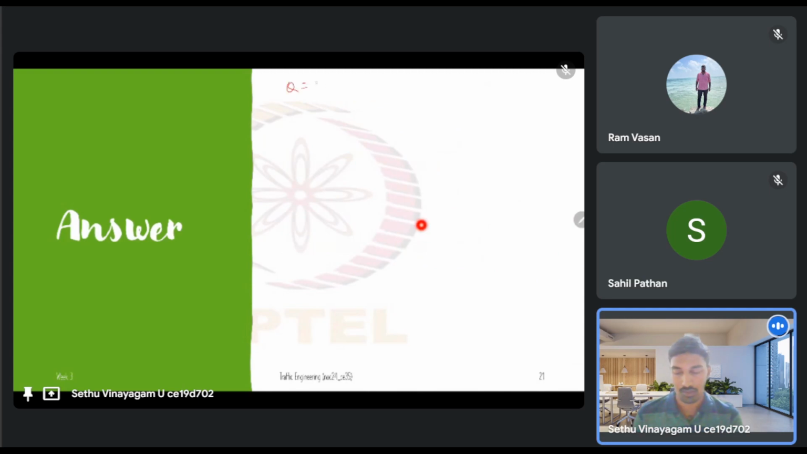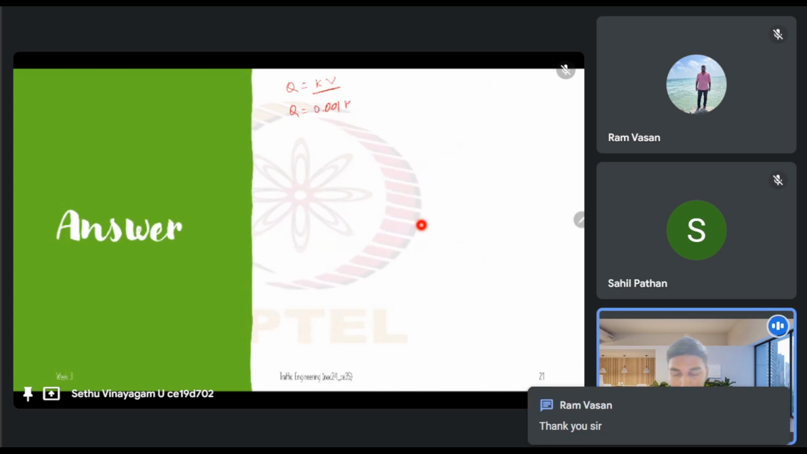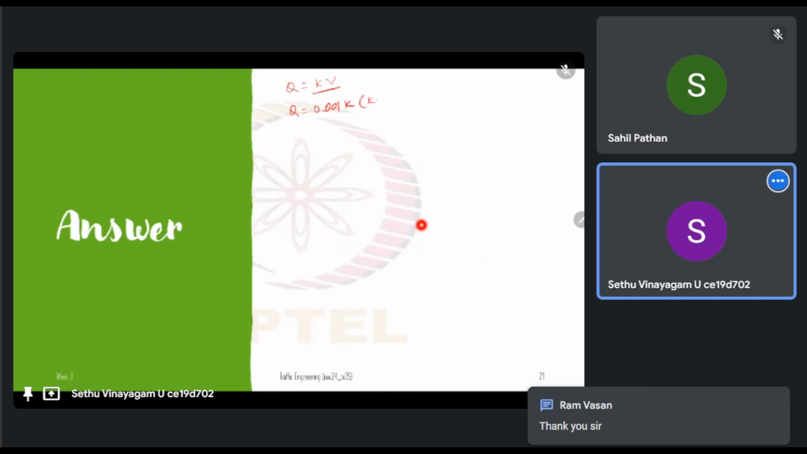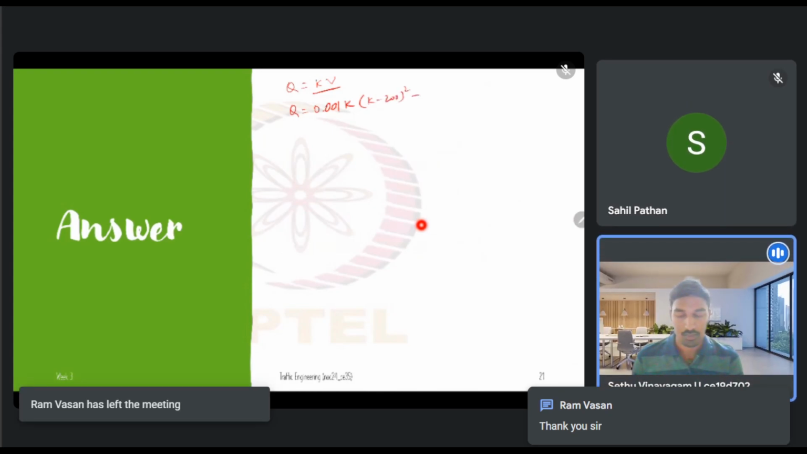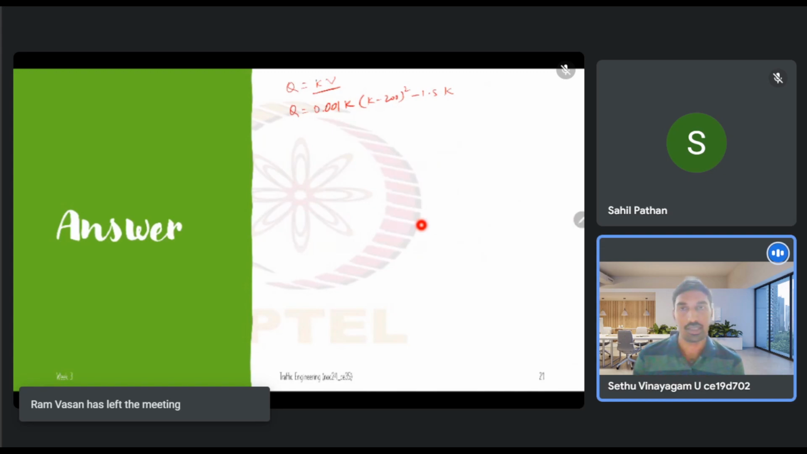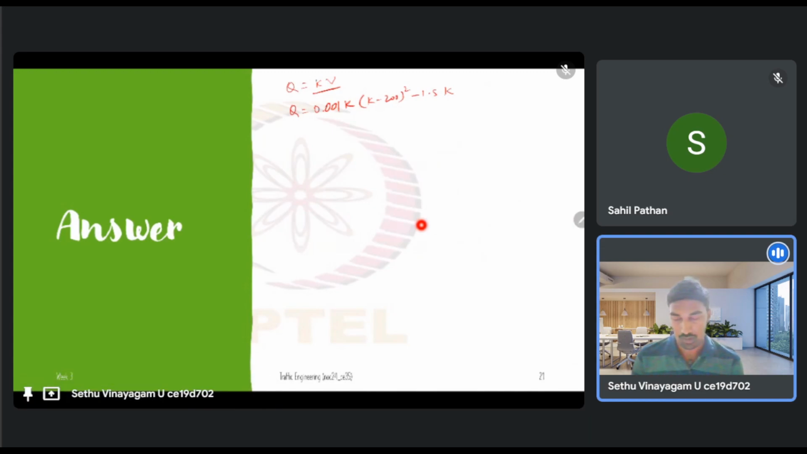So how do we get the equation for flow? We know Q is related to K and V like this. Q is equal to KV, right? So we know the relationship between K and V, so we can get Q. We have to multiply the speed density equation with K. So that will be 0.001 K into K minus 200 squared minus 1.5 K, right? So this is your flow density relationship.